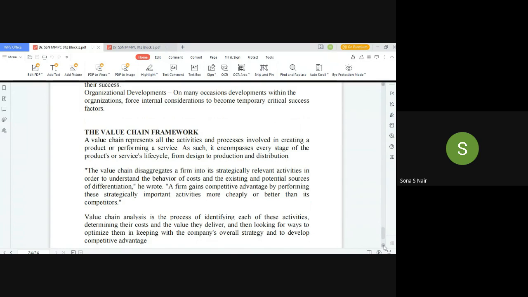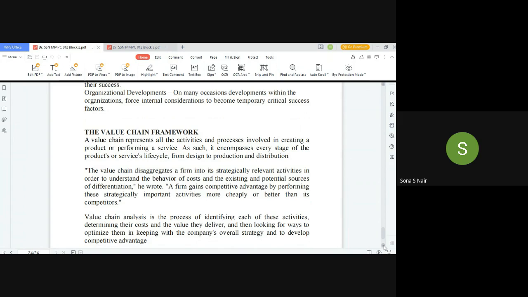While looking at the value chain, the organization would be able to understand where they would be in a position to gain competitive advantage, where they would be in a position to actually minimize the cost, where they would possibly make changes if there are any changes to be made.